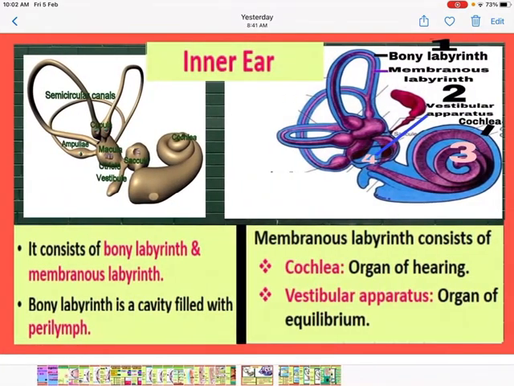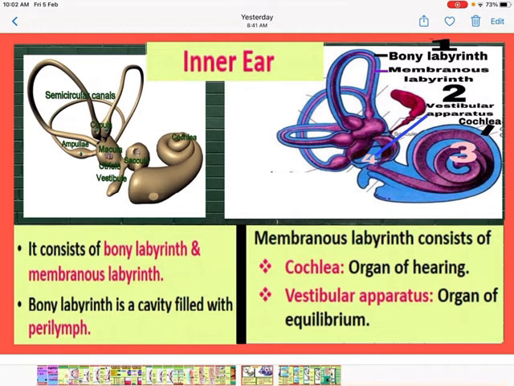Now the inner ear. See the right side diagram. This is the inner ear. It consists of 1. Bony labyrinth, 2. Membranous labyrinth. The blue color part in the diagram is the bony labyrinth. See labeling 1. This is a cavity which is filled with fluid called perilymph, and the pink color part in the diagram is the membranous labyrinth, which is present inside the bony labyrinth. So labeling 2 in the diagram is the membranous labyrinth.